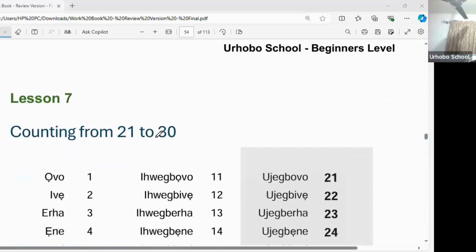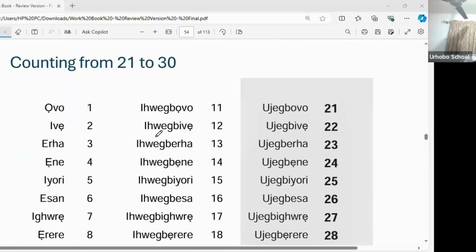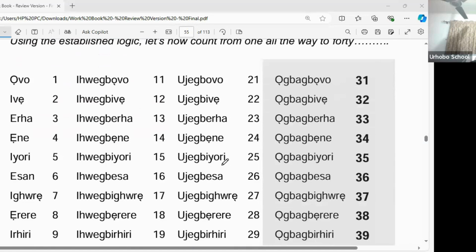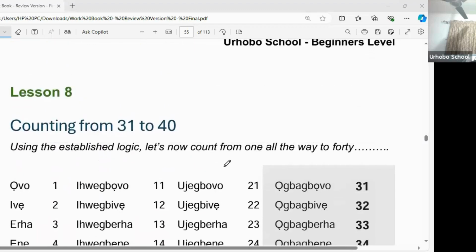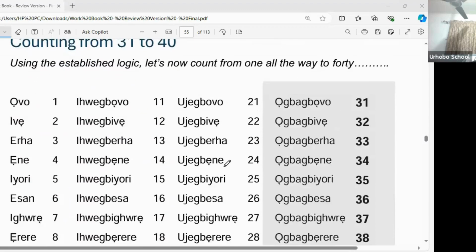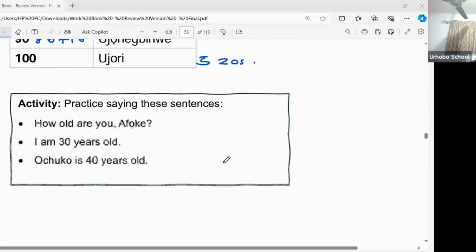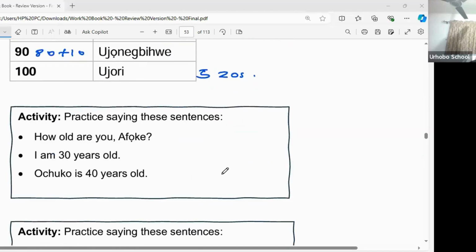So you can see counting from 21 to 30, which you have already done. And you count from 31 to 40, which you did correctly. All right, so let's do some practice, and bring in some of our older lessons. How old are you? Remember to ask how old are you?